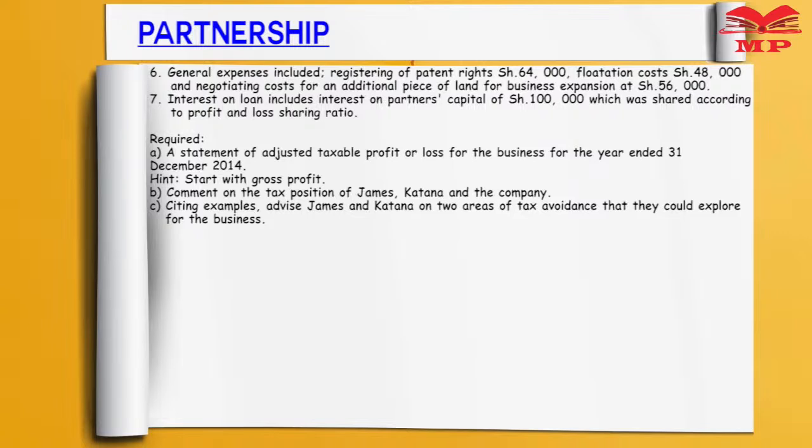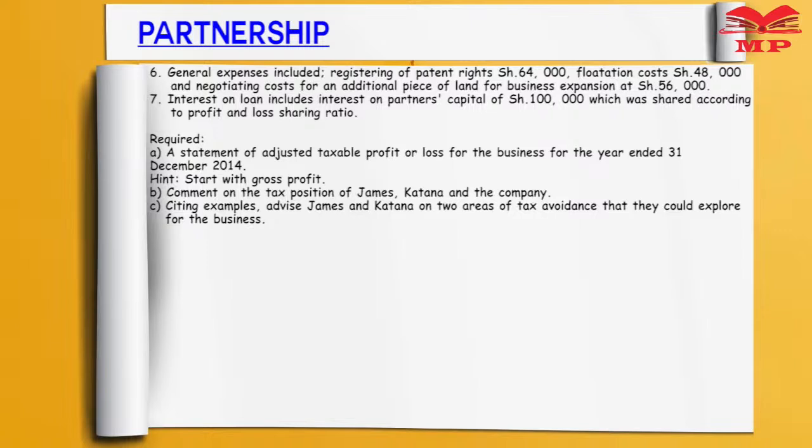Hint, start with gross profit. B, comment on the tax position of James, Katana and the company. C, citing examples, advise James Katana on two areas of tax avoidance that they could explore for the business. So, we can see in this question, we are required, number one, to get the statement of adjusted taxable profit or loss of the business.